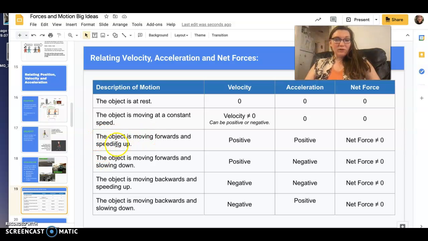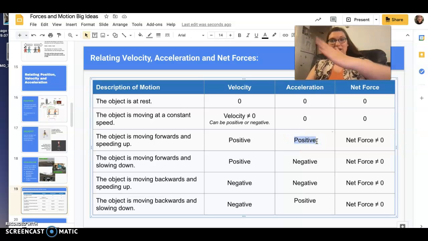If the object is moving forwards and speeding up, the velocity is going to be positive. You can think about that like it's going to have a positive slope, or it's going to be in the positive quadrant of a velocity time graph. The acceleration is going to be positive, so it's going to look like it's curving up, and the net force is not 0. You can tell because there is an unbalanced force there, and that's what's causing the acceleration.